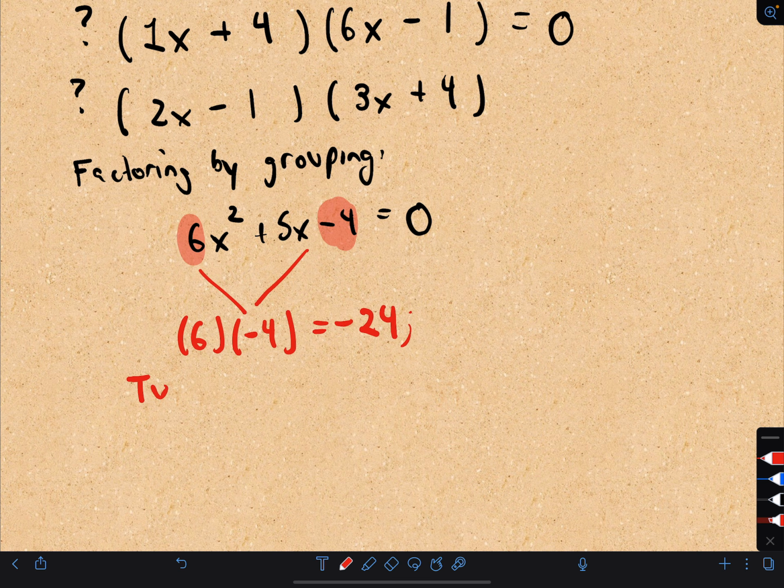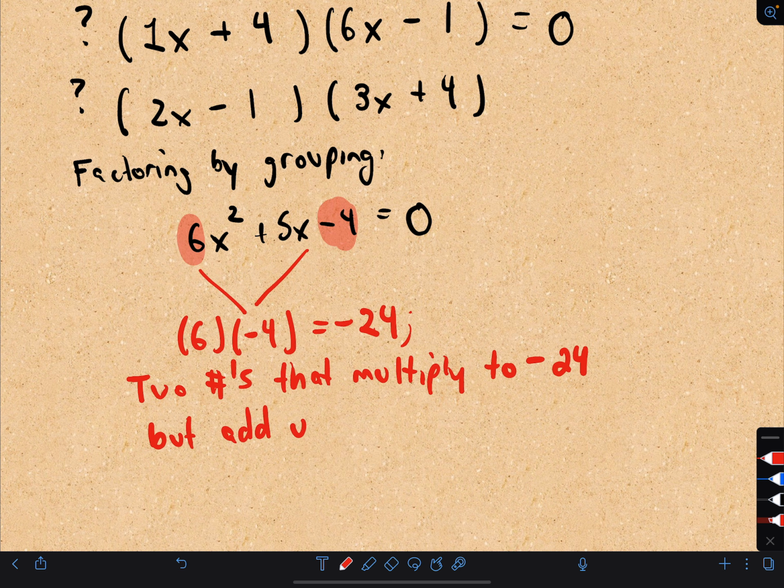Now I want two numbers that multiply to -24, but add up to, again, the coefficient in the middle, +5. So this is the extra step here. We're multiplying the coefficient on x squared and our constant, and we want to find two numbers that multiply to that but add up to the coefficient on x.